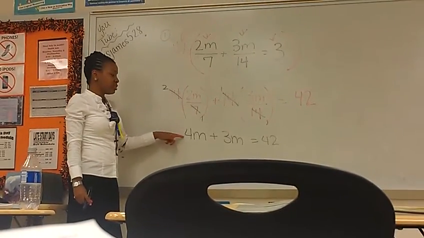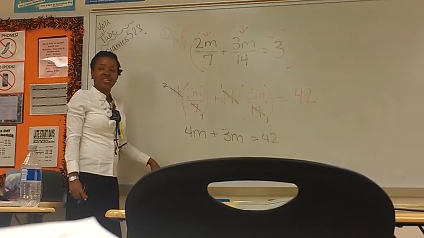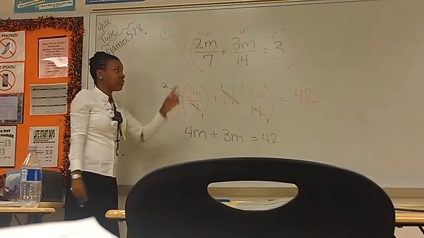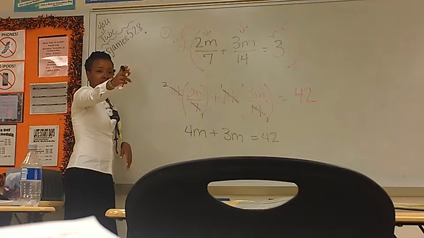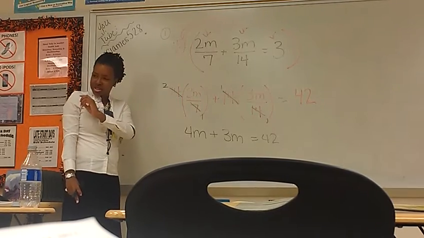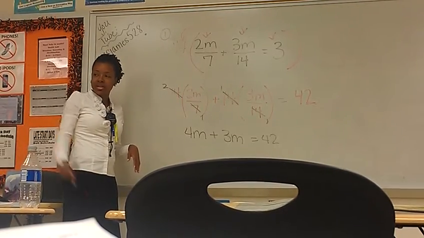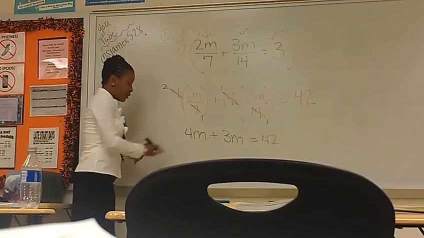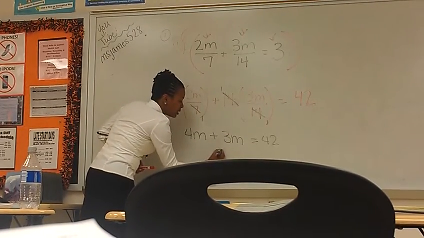Do we know what to do once we get right here? No parentheses. Distributive is with parentheses. Combine like terms. Good job. So what do you get when you combine the like terms? 4m plus 3m is 7m.